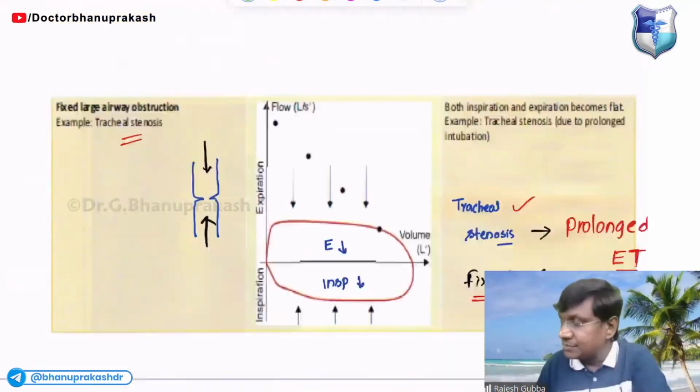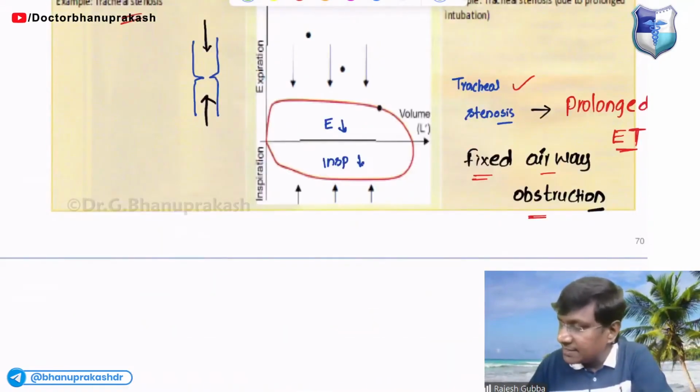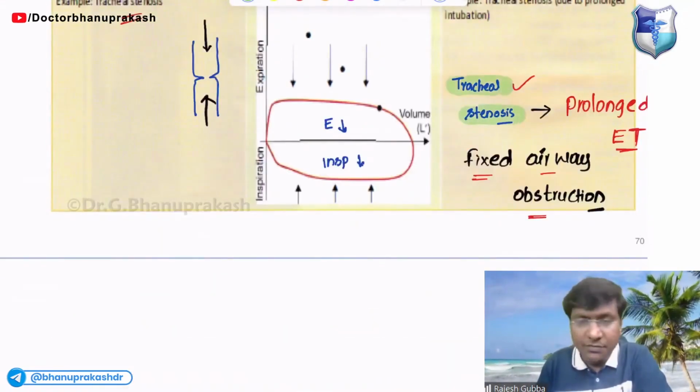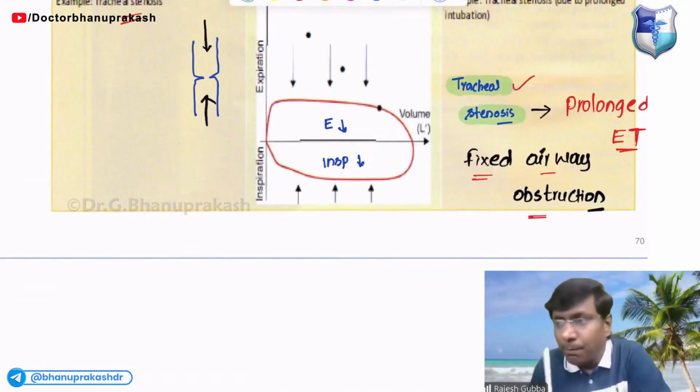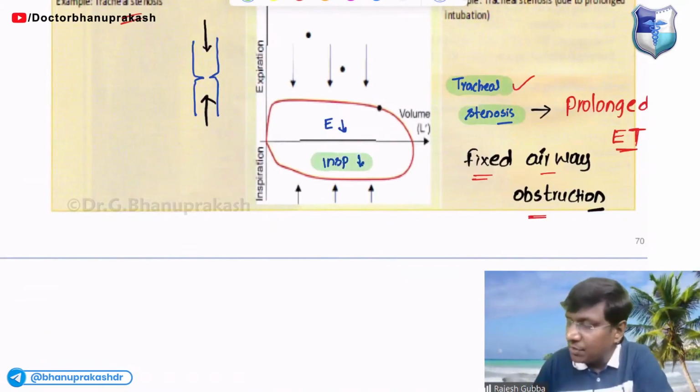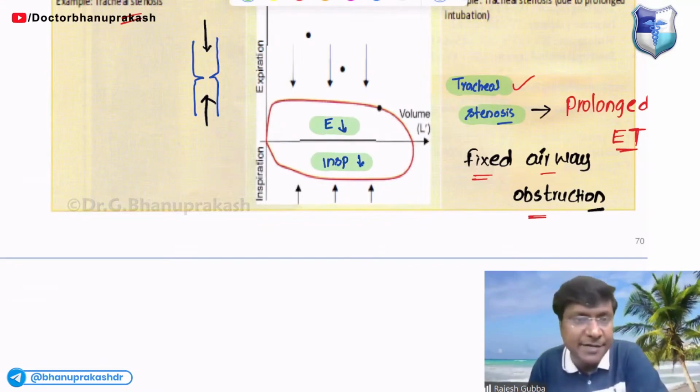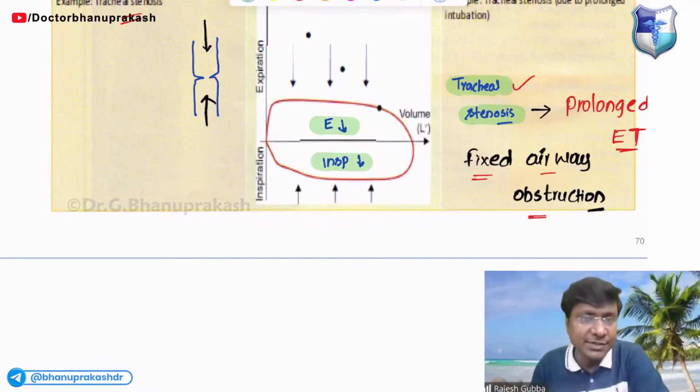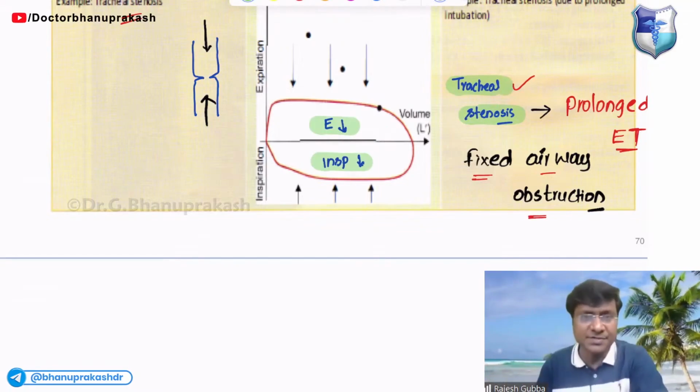Okay. Whereas in patients with tracheal stenosis, both the components are reduced. The inspiratory component is reduced, and the expiratory component is also reduced in patients with tracheal stenosis, and that is considered a fixed obstruction. Okay, so that is the story related to the flow volume curves.